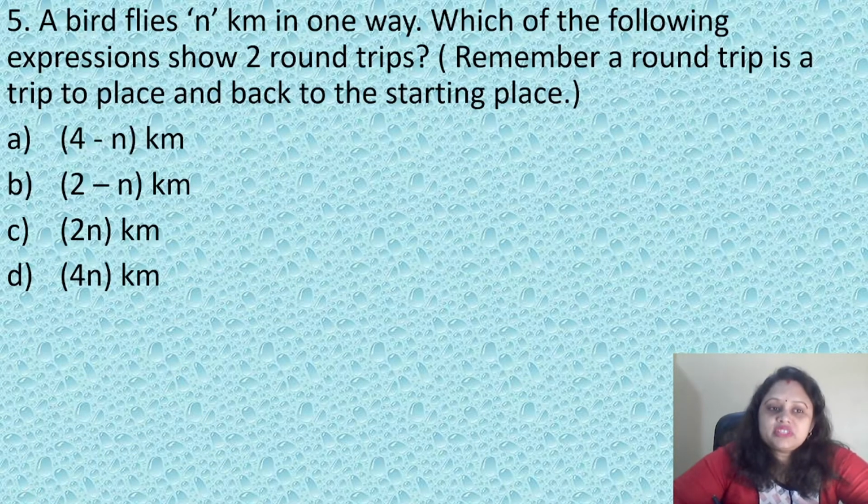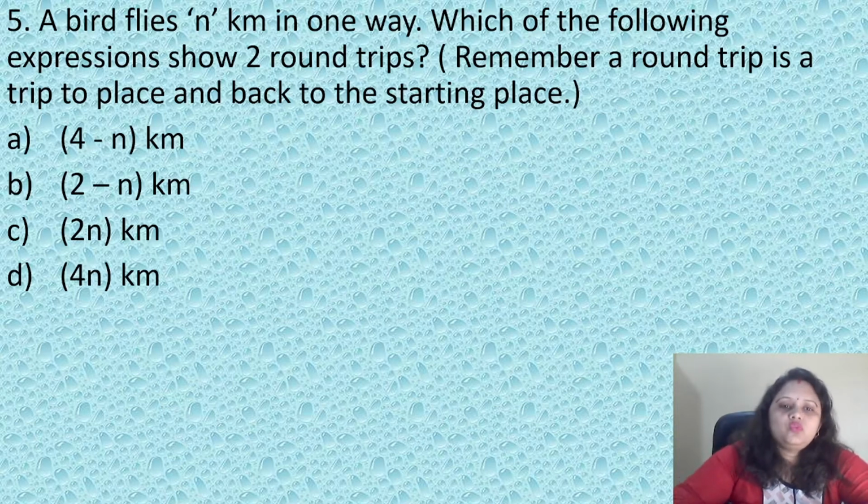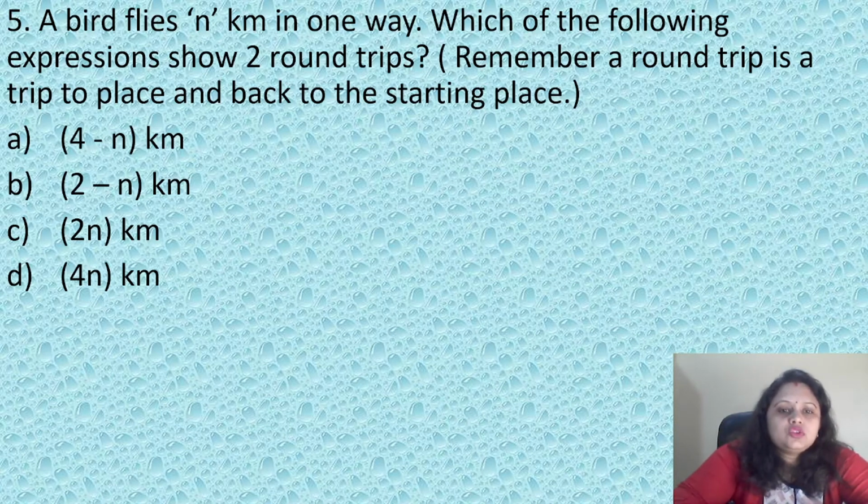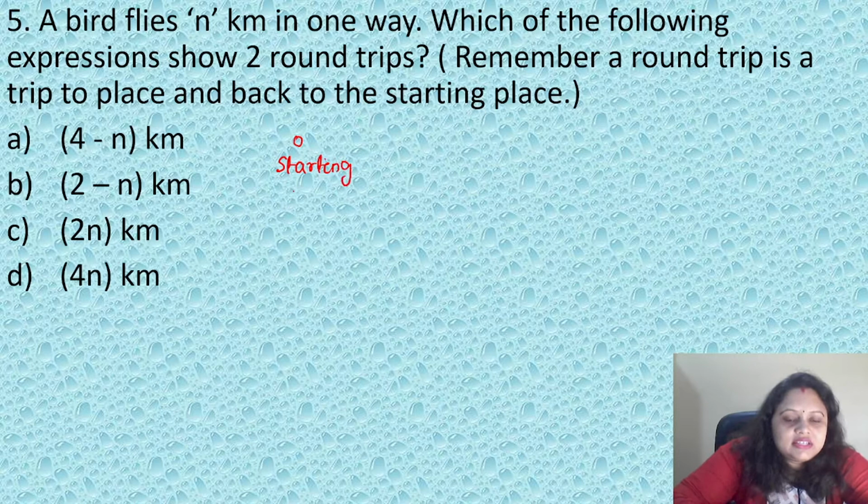Our next question is, a bird flies n kilometers in one way. Which of the following expressions show two round trips? Remember, a round trip is a trip to a place and back to the starting point. Suppose this is the starting point. The bird starts flying from here and this is the end point.